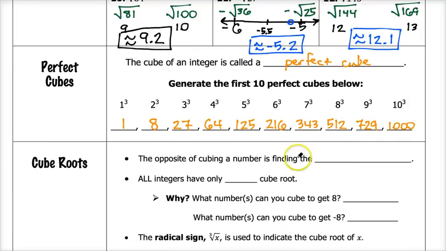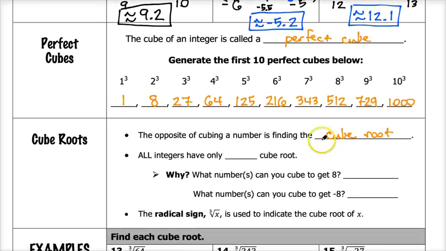The opposite of cubing a number is called finding the cube root of the number, just like the opposite of squaring a number is called finding the square root of the number. All integers, it doesn't matter whether they're positive or negative, all integers have only one cube root. And think about that for a second.